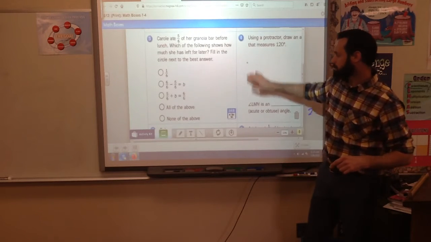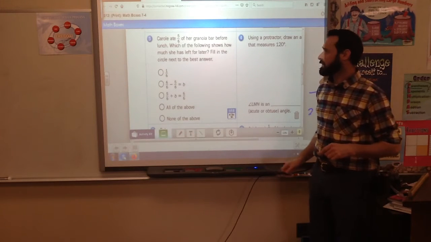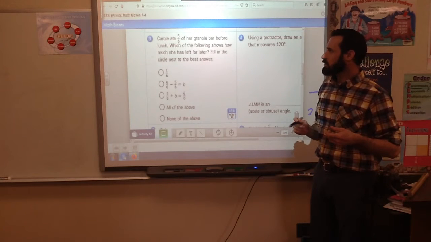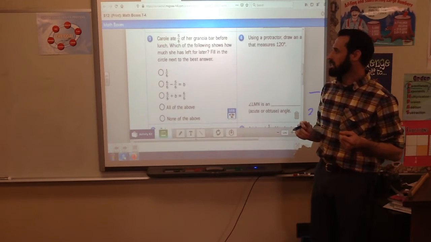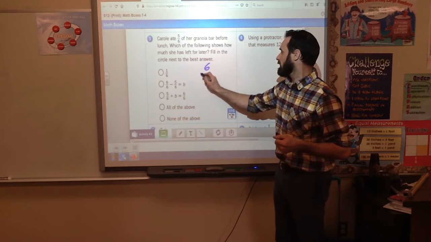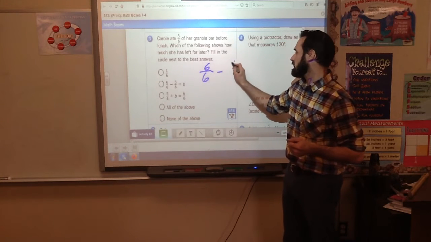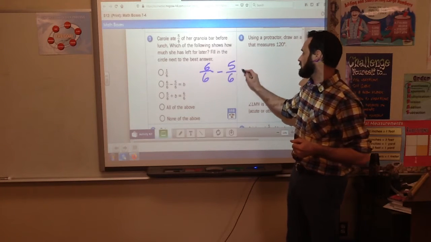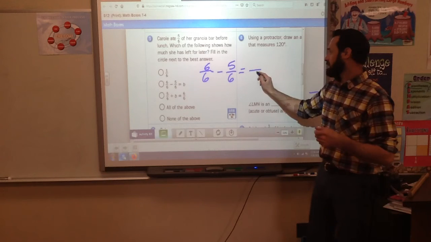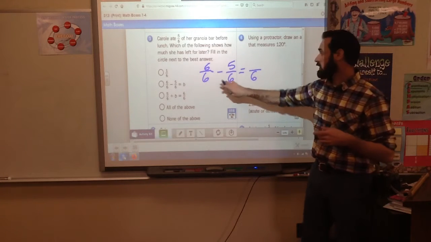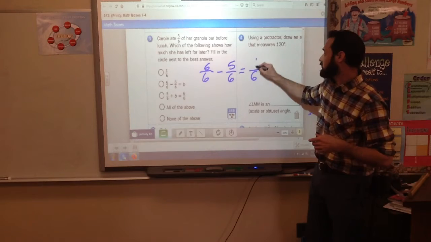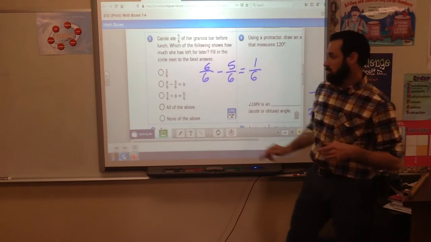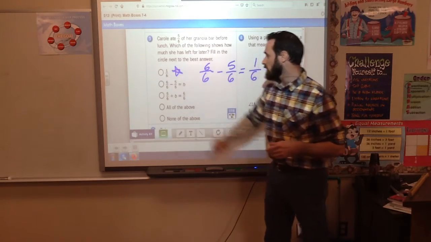Okay, on this one, Carol ate 5/6 of her granola bar before lunch. Which of the following shows how much she has left? Well, the whole thing would be 6/6, and 6/6 minus 5/6. The denominator is going to stay the same when we subtract as long as they're common, and 6 minus 5 is 1. So this one is good.